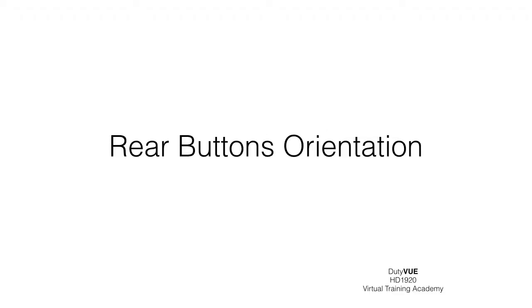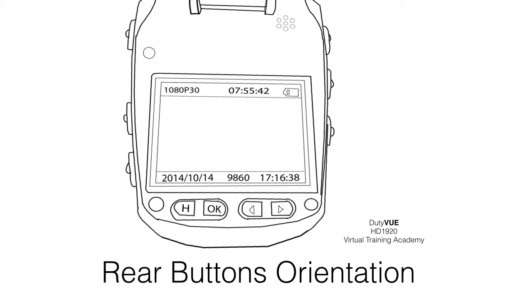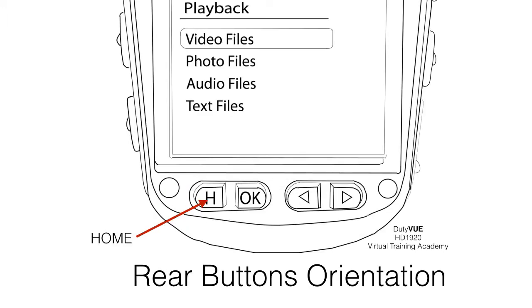Looking at the rear of the DutyVUE HD 1920 below the LCD monitor, you'll notice 4 buttons. This training module will concentrate on giving you an insight on how to effectively utilize these in the operation of the unit. The first button, located to the extreme left in the lineup of 4, is labeled with an H on the button. We sometimes refer to this as the Home key.